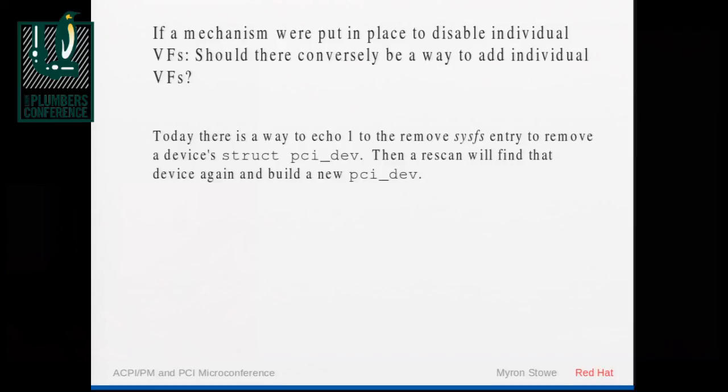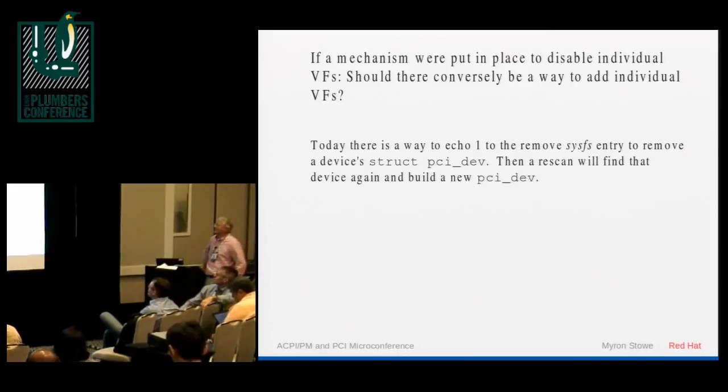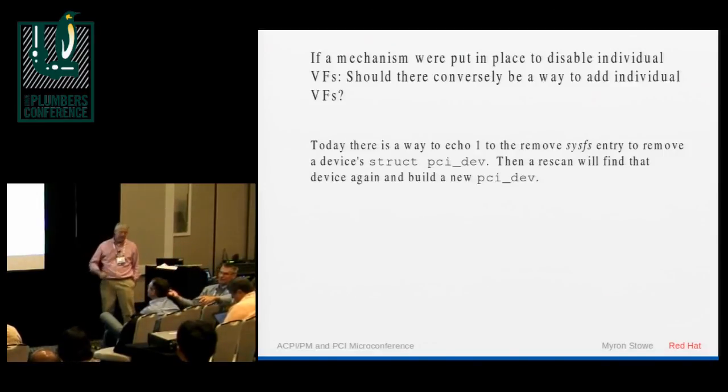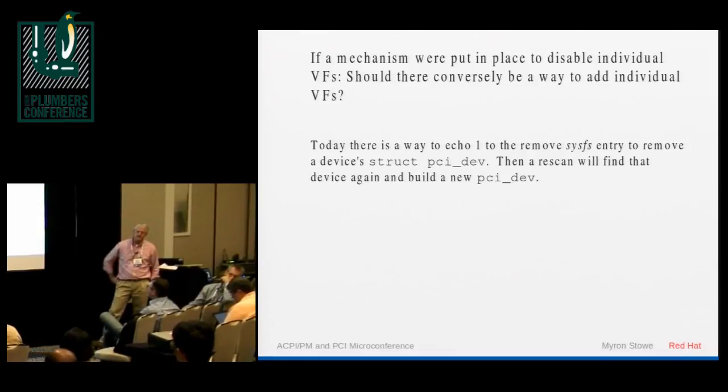So if we put a mechanism in place because Alex likes it, should there conversely be a way to add them? Well, there's not a way today to add an individual arbitrary PCI device, is there? Other than rescan? I think that goes back to the discussion of the orphan VFs, because you have to reinitialize everything. And you really want all those VF stub PCI devices to go away. I wanted them to go away, but it seems like there may be valid reasons for them to stick around.